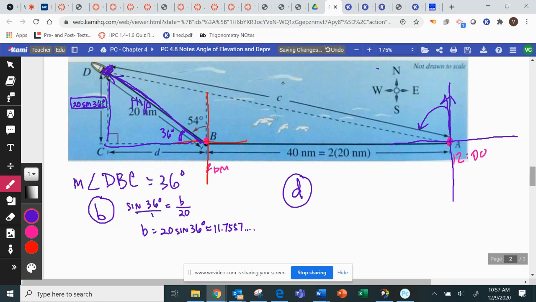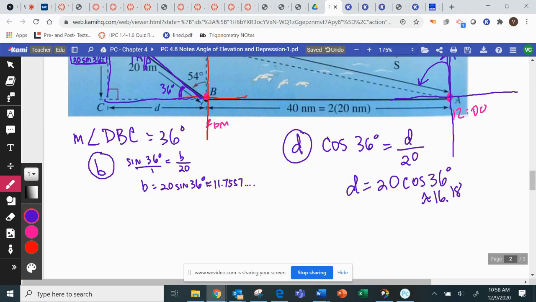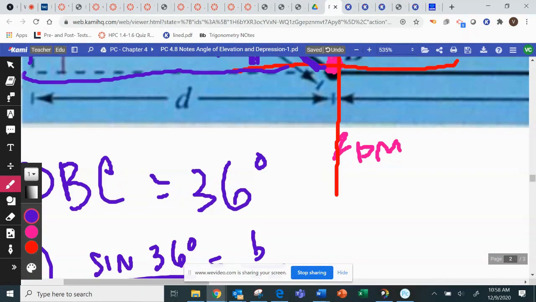So to find D, we're going to set up the same way, only D is going to be the adjacent side. So we'll use cosine of 36 degrees is equal to D over 20. So D is equal to 20 cosine 36. And again, I can type it in the calculator. I'm going to get an ugly looking 16.18 something number, but I'm just going to keep it as accurate as possible for right now. 20 cosine 36.